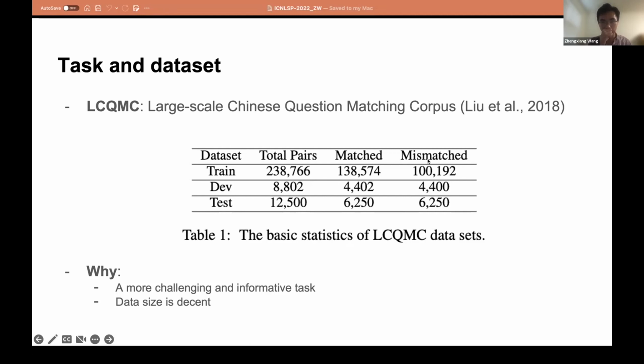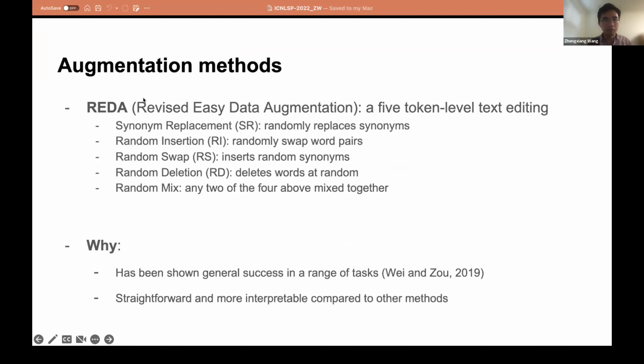So I evaluate my hypothesis on a large-scale Chinese question matching corpus. It's of a decent size. Every example consists of 2 sentences and a label to indicate whether these 2 sentences express the same intent or not. So this is the task and the data set.